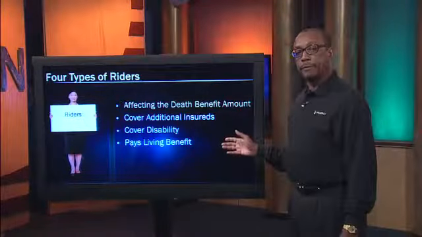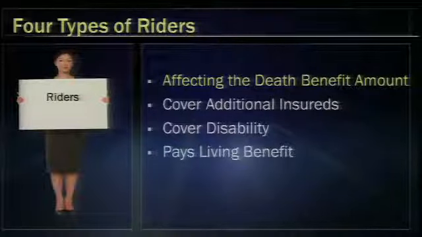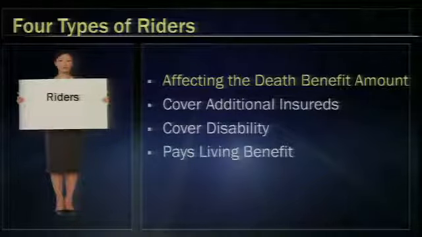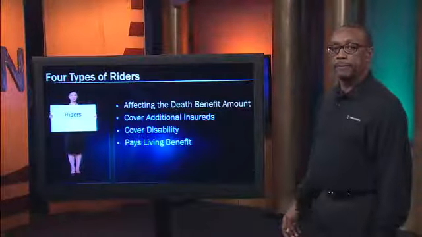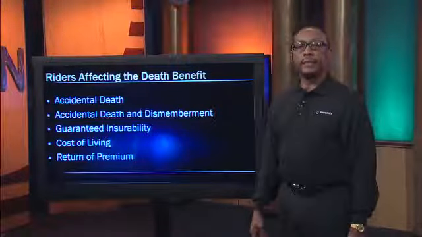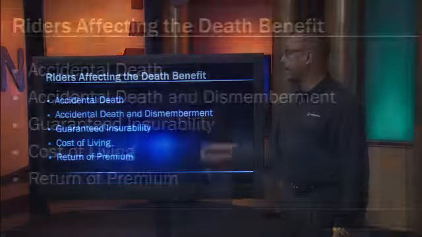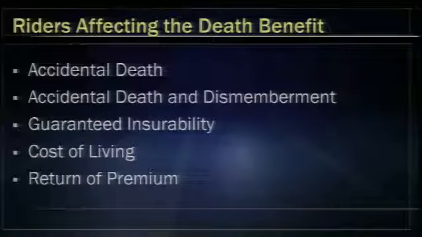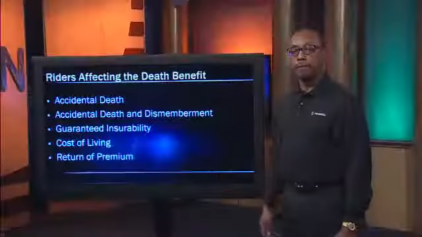There are 4 types of riders: riders affecting the death benefit, riders covering additional insureds, riders that cover disability, and riders that pay living benefits. Today we're going to talk about riders affecting the death benefit, and they are accidental death and dismemberment, guaranteed insurability, cost of living, and return of premium riders.